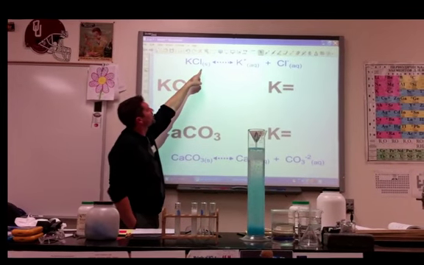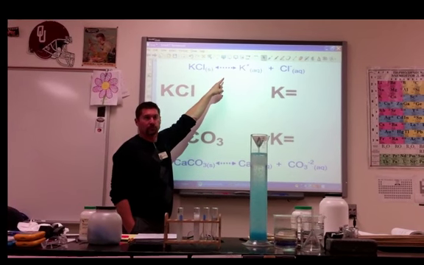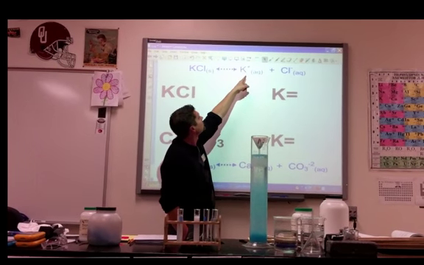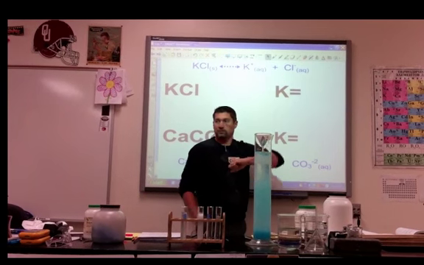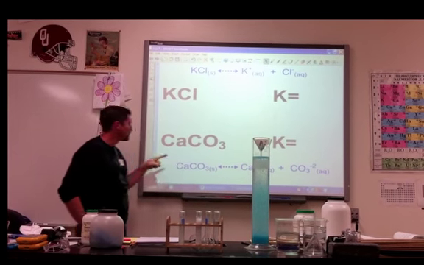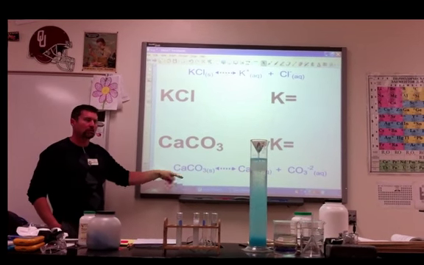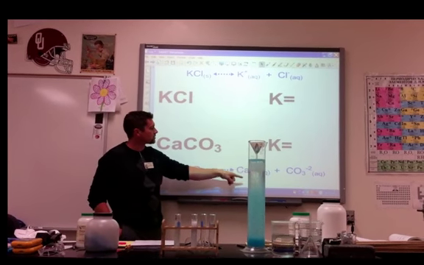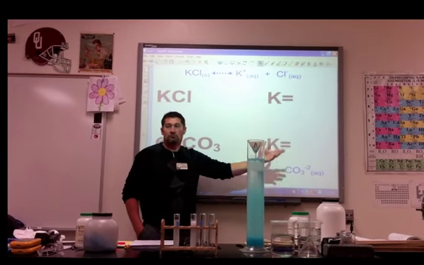KCl, when I put solid KCl in water, it dissolves into K positive and Cl negative. Alright. When I put calcium carbonate in water, it breaks down into calcium plus 2 and carbonate negative 2.